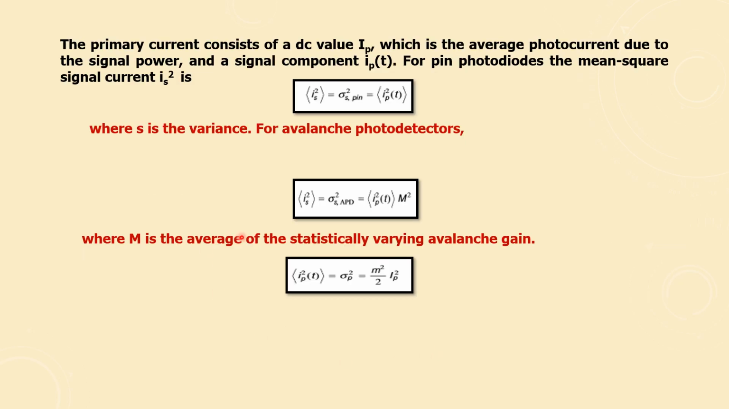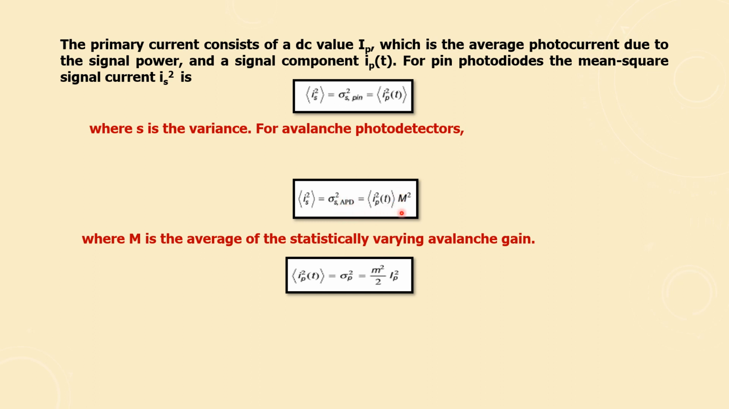So this is the primary current, which consists of the DC value, nothing but the average photocurrent due to the signal power. Now we can find out the mean square signal current. The mean square signal current we can write as I square equal to IP square of t, where sigma S square is the variance. Similarly, for the pin photodiode we can represent it as PIN, and if it is an avalanche photodetector, we represent it as APD.